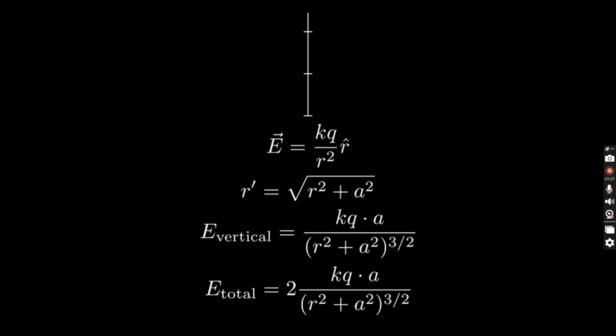We can express this in terms of the dipole moment p, which equals q times 2a. This gives us our final expression. The electric field equals kp over r cubed for points far from the dipole, where r is much greater than a.